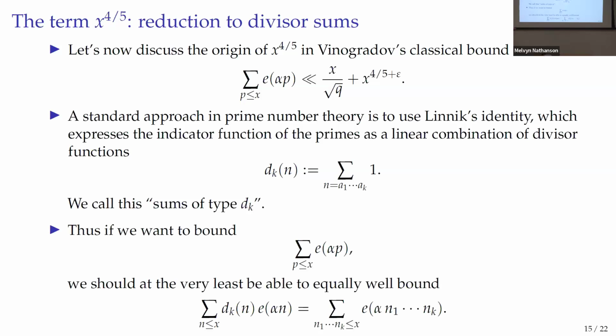So let me do this. And instead of working on primes, let me work on the k-th divisor function, because this is a prerequisite. If you want to obtain a result about primes, you should be able to obtain a result for every divisor function. And then Linnik's identity allows you to actually do primes. It's just a matter of technique. So let me focus on this. And in the literature, these are called type d_k sums.